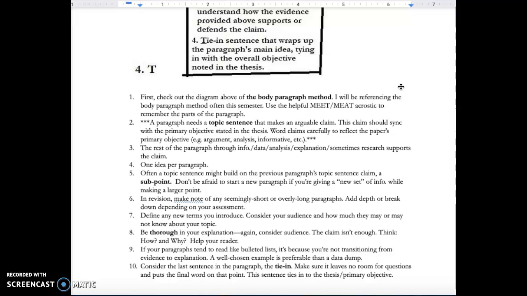So, for example, let's just say you wrote an argumentative paper that says Kawhi Leonard is the most dominant basketball player in the NBA today. Or maybe you said Kawhi Leonard is a better basketball player than LeBron James. Well, that's argumentative because you have a side that could argue on behalf of Kawhi Leonard, or you have a side that could argue on behalf of LeBron James.